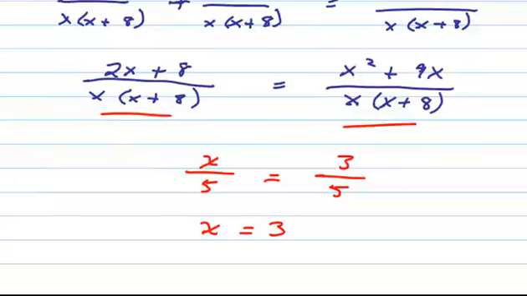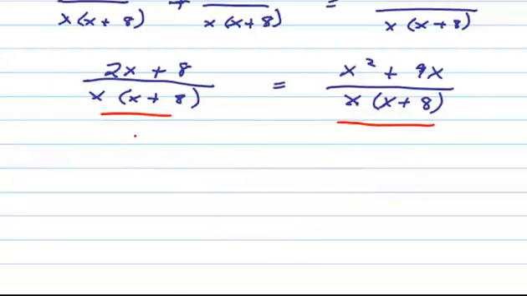So let me clean up a little here. So we said the numerators have to be equal, so 2x plus 8 equals x squared plus 9x. And if you go back and look at what you wrote before, this is exactly where we wound up before. So the other way is a little less work, but this way is doable. So let's go to the next problem.